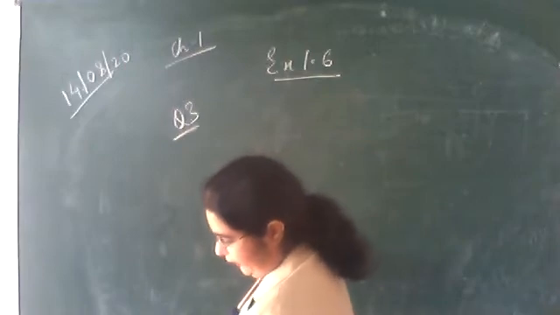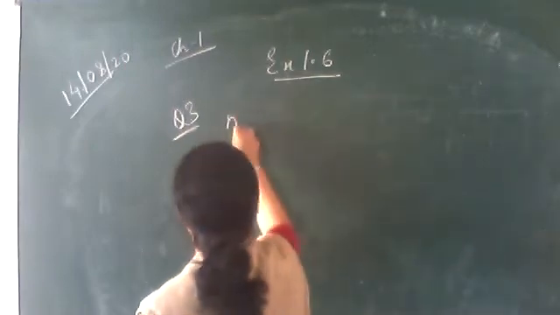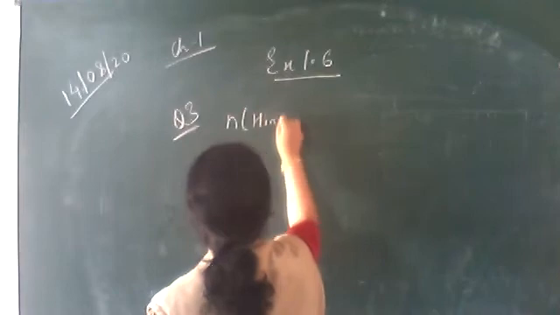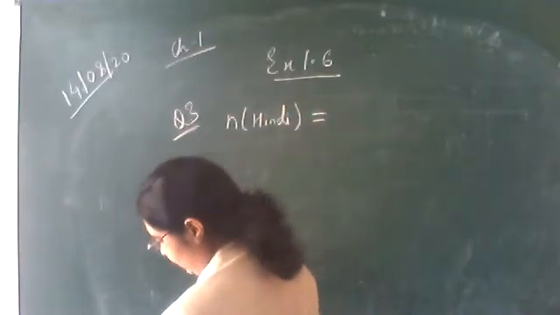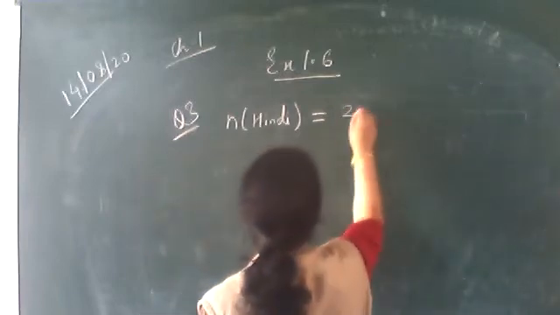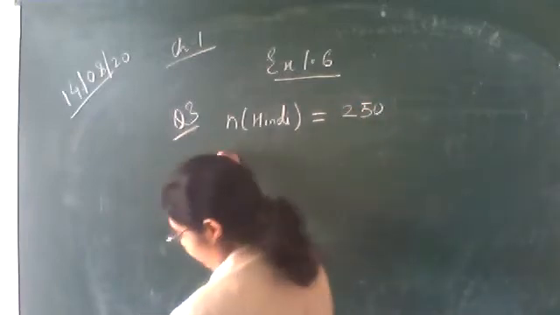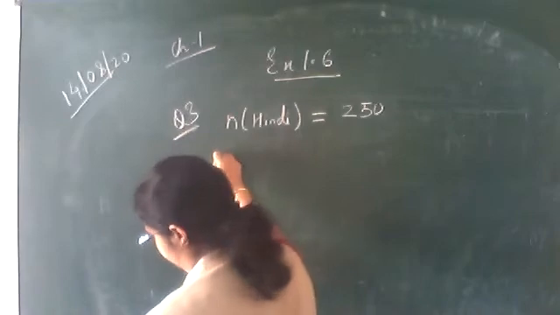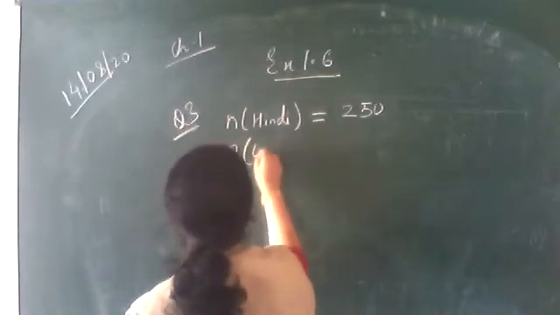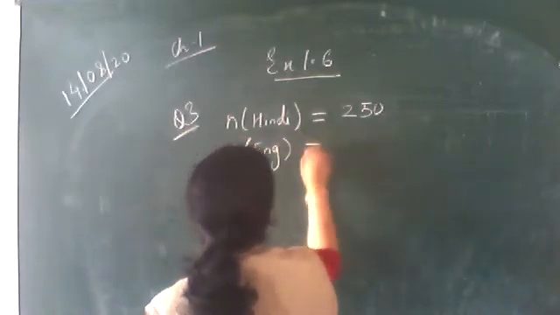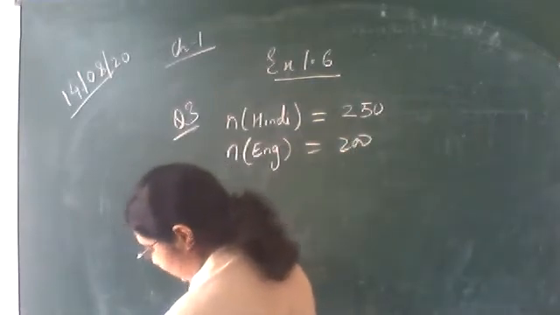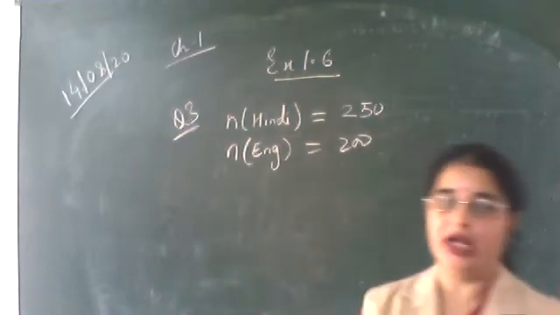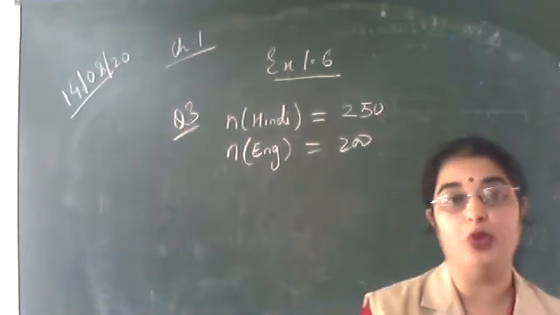400. 250 can speak Hindi. So the number of people who can speak Hindi is n(H), or NH. 250 people can speak Hindi. In the same way, 200 can speak English, so n(E) is 200. Clear? How many people can speak both Hindi and English?